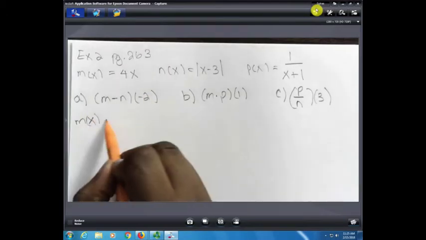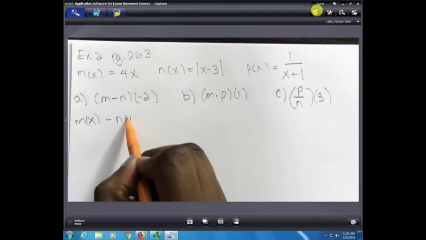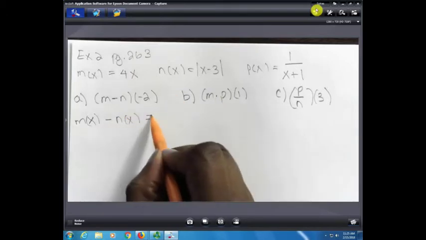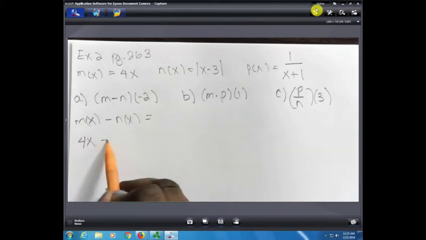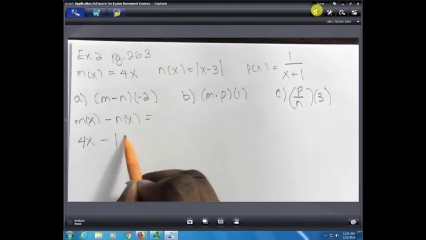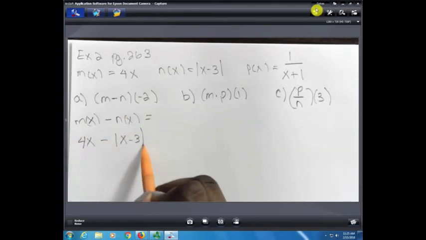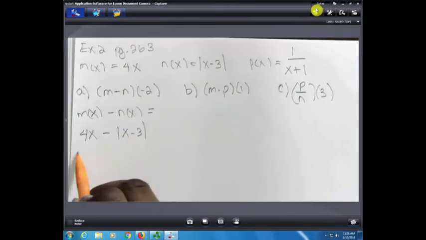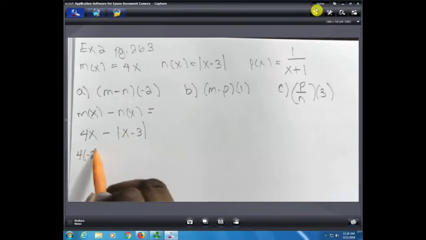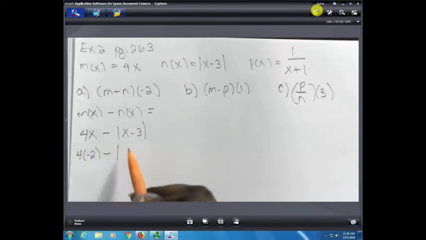So m of x minus n of x, that is 4x minus the absolute value of x minus 3. So technically m minus n is just this. Now if I wanted to evaluate this at negative 2, I can plug in a negative 2 here. And I'm just plugging a negative 2 wherever I have an x.